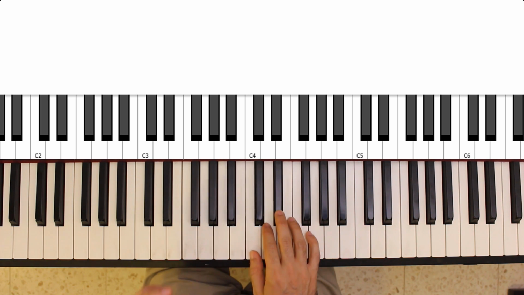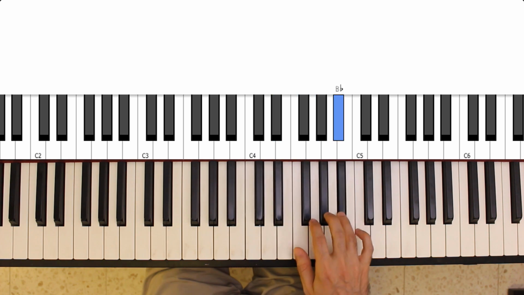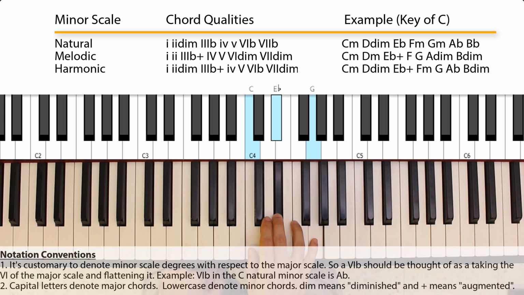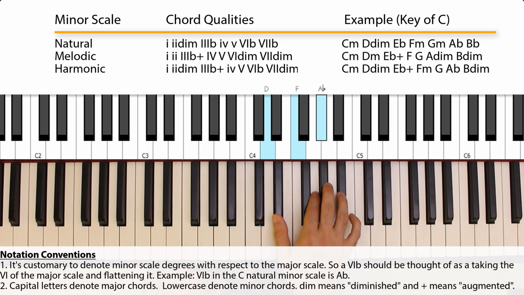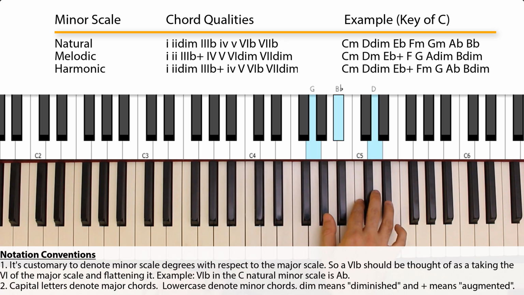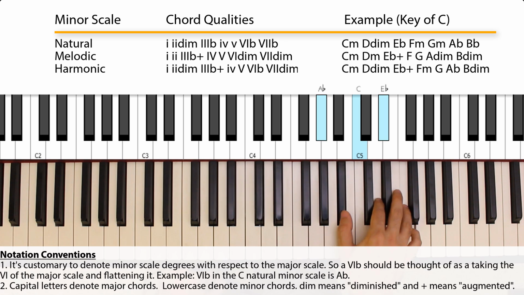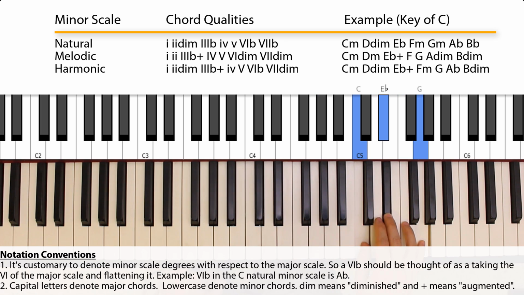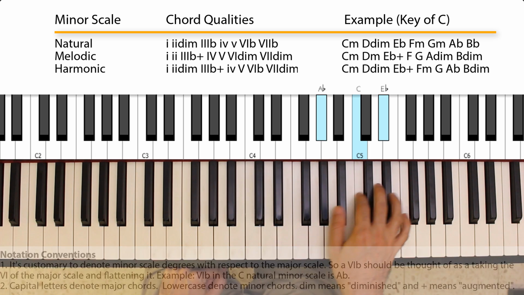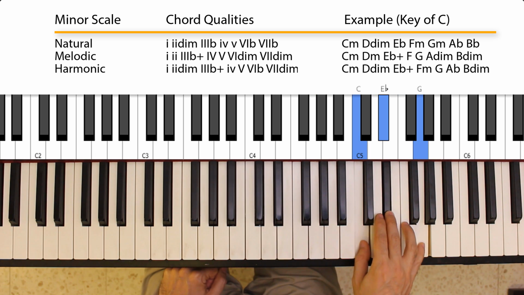I'm going to play the C natural minor, and let's build all of the triads on this scale. So we have C minor, D diminished, E flat major, F minor, G minor, A flat major, B flat major, and C minor. And in terms of degrees, we have 1 minor, 2 diminished, 3 major, 4 minor, 5 minor, 6 major, 7 major, and 1 minor.